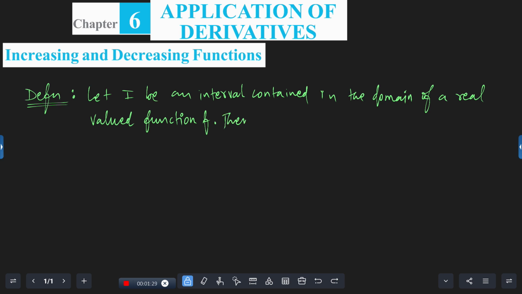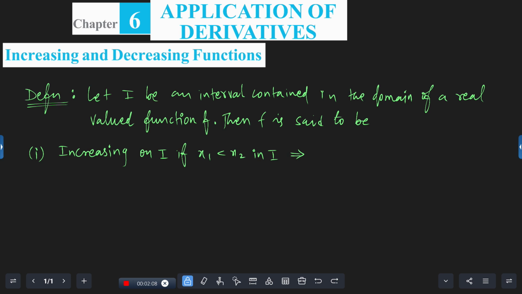Then f is said to be, point number 1, listen, point number 1. Suppose increasing function. What is that? f is an increasing function or increasing on I. Whatever interval I we have taken, increasing on I means x1 less than x2, and x1, x2 must both be in I.